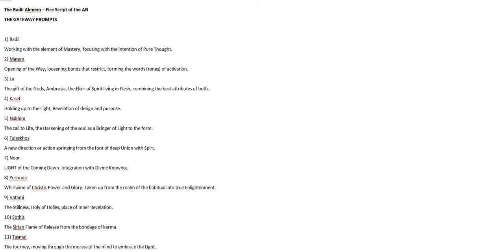Kasef, holding up to the light, revelation of design and purpose. Nakim, the call to life, the hearkening of the soul as a bringer of light to the form. Talaskos, a new direction or action springing from the font of deep union with spirit. Nur, light of the coming dawn, integration with divine knowing.